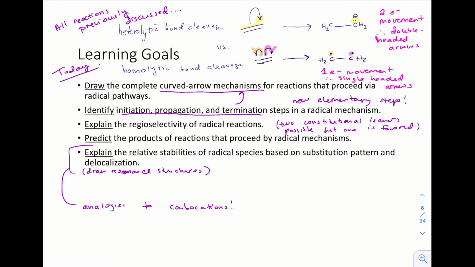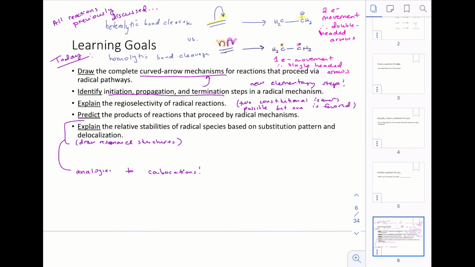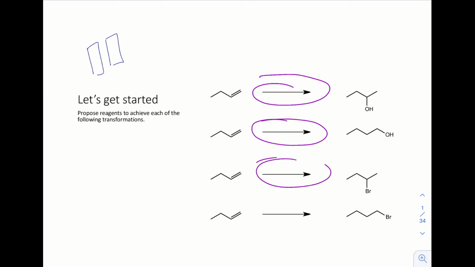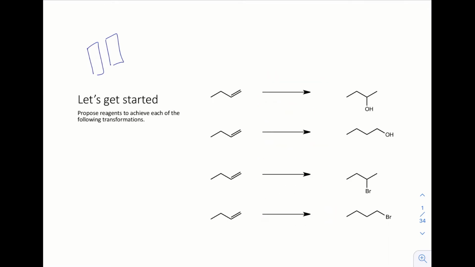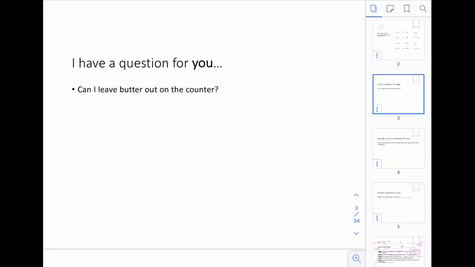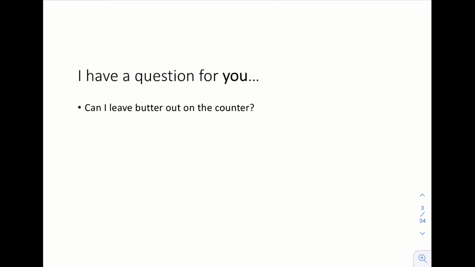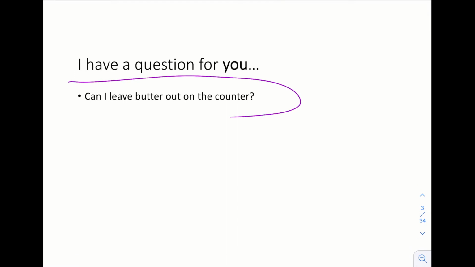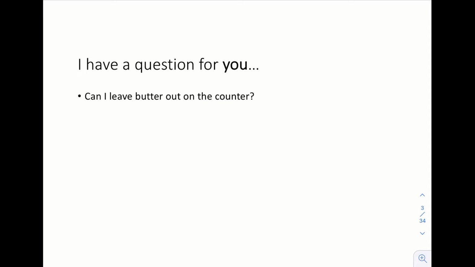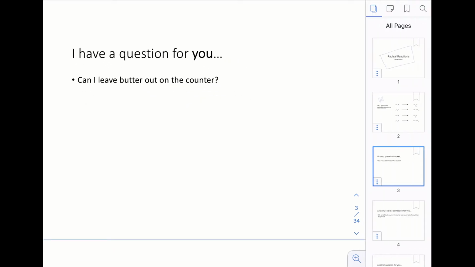Now, before we even get started on this process, let's pause and propose reagents for each of these transformations. Just do your best, pause, give that a shot. Once you've answered these questions, let's consider this question, which is, can I leave butter out on the counter? Can anyone leave butter out on the counter? Is that a good idea? I like to have soft butter to put on my bread, so can I leave it out on the counter?